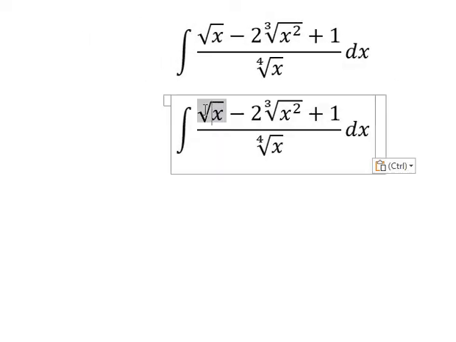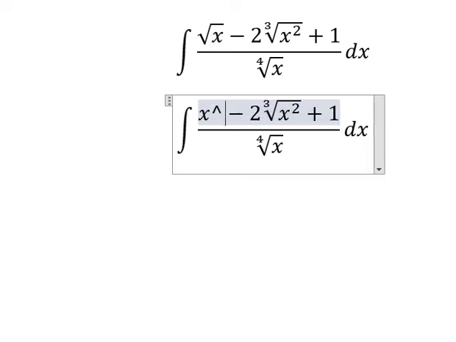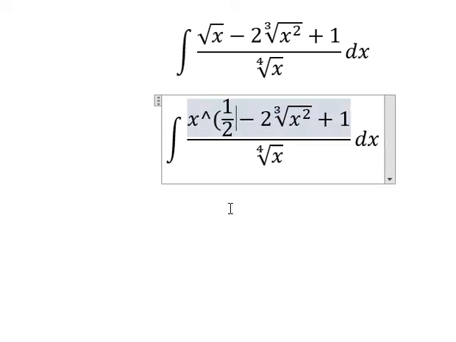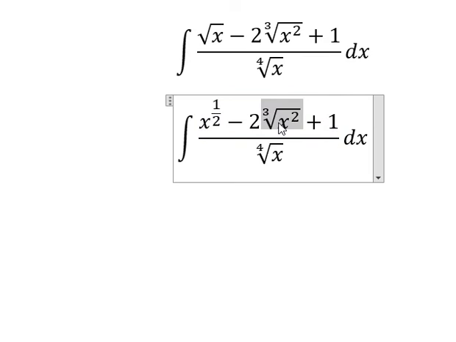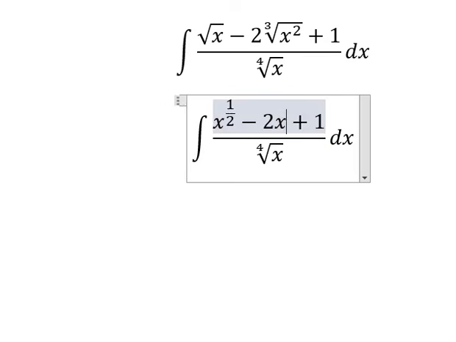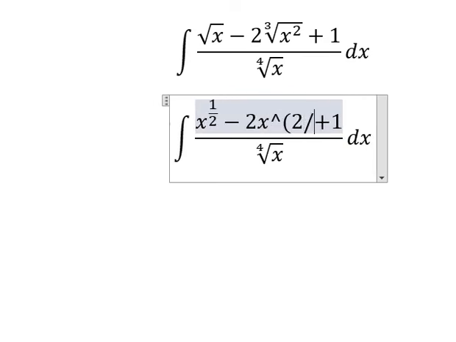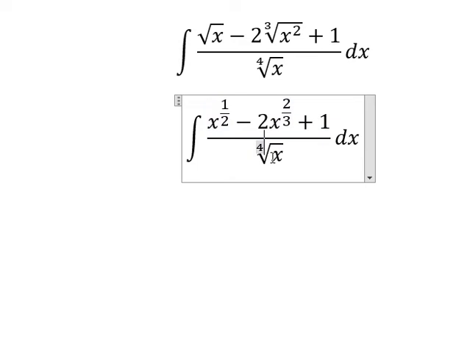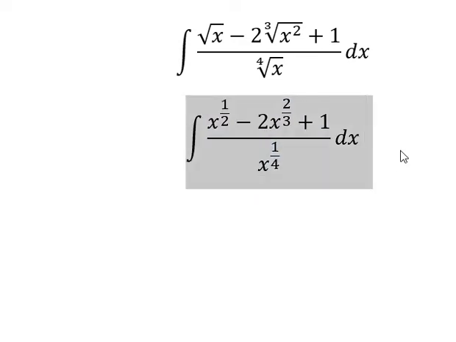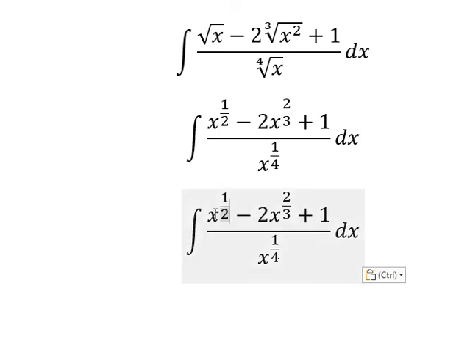This one, the square root of x, we put as x to the power of 1 over 2. This one, we put as x to the power of 2 over 3. This one we have x to the power of 1 over 4. Now, this one divided by this one, similar for this one in here.